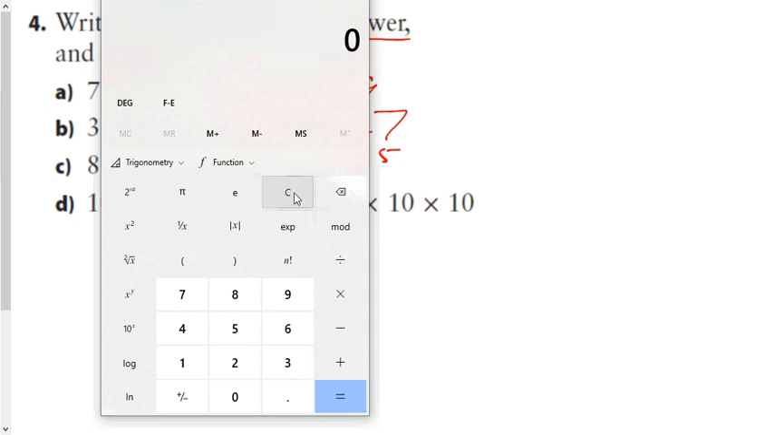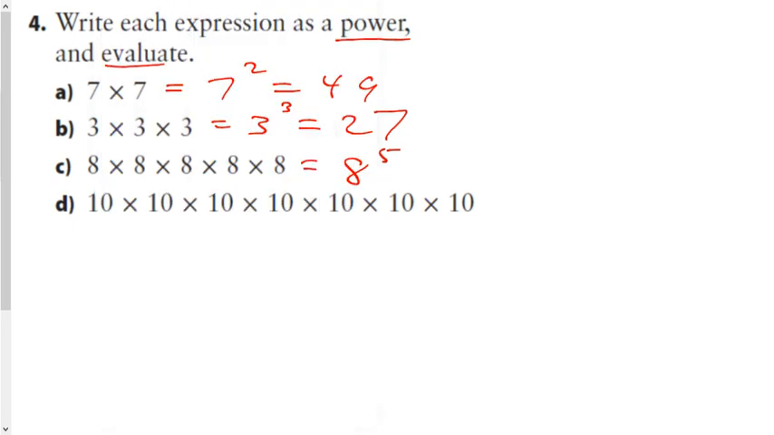Or, alternatively, I can enter 8, and then press this button right here, the x^y button. When I say 8 and then the x^y button, that tells the calculator that 8 is my base. If I then say 5, I am saying that's the y value, or the exponent, and then press equal, I get the same answer of 32,768. That's 32,768 as an evaluated standard form.